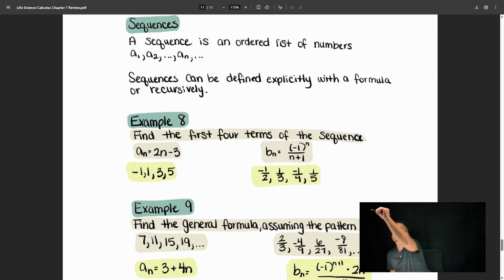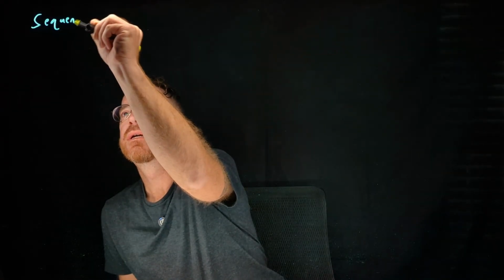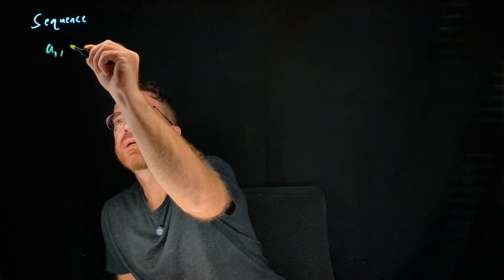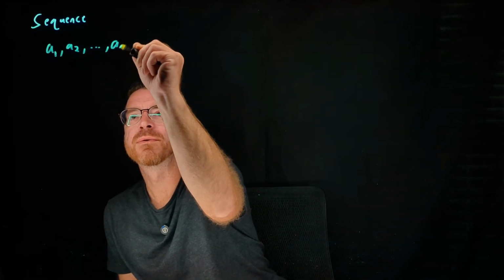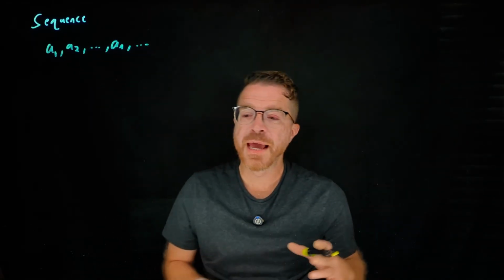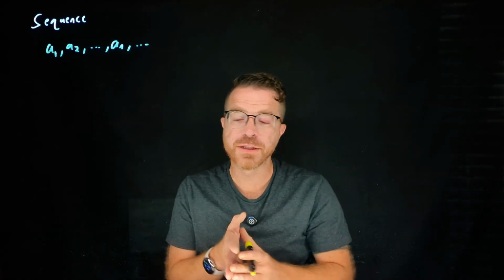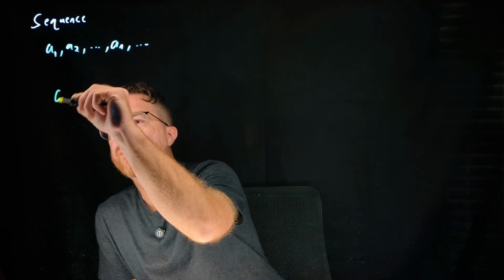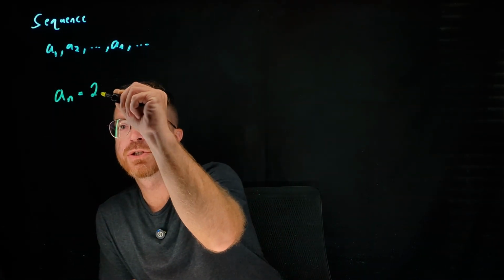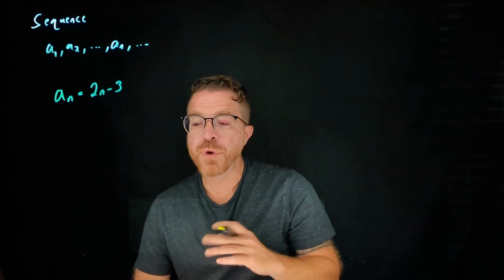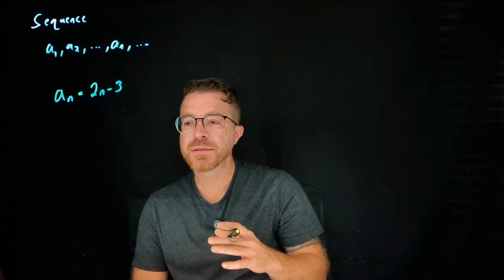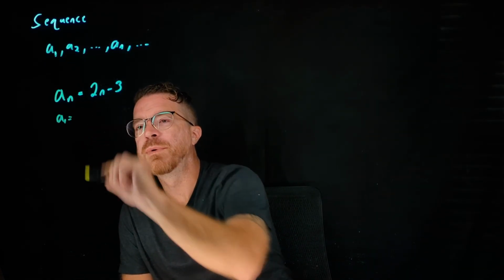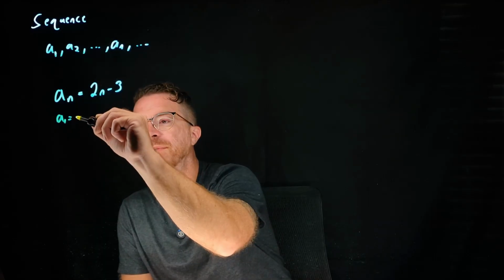Now we're going to talk about sequences. So a sequence is just an ordered list of numbers, a1, a2, through an, and then it continues on. And sequences can be defined either explicitly with a formula or recursively. So for example, let's say that we have an equals 2n minus 3. If we were to start plugging in numbers into this, what would we get? So if we plugged 1 in for n, so a1, we would get 2 times 1, which is 2, minus 3 gives us negative 1.